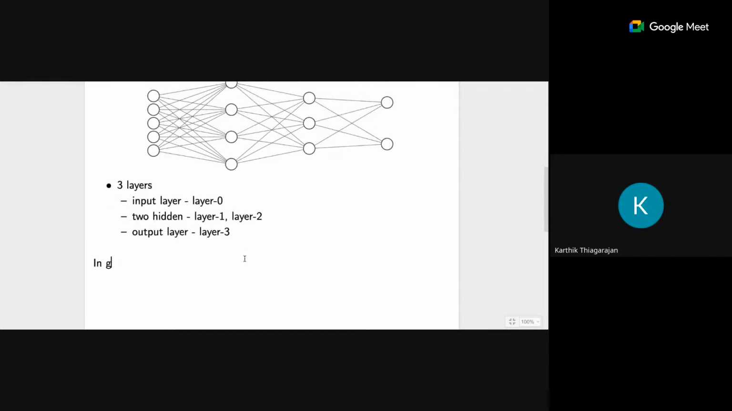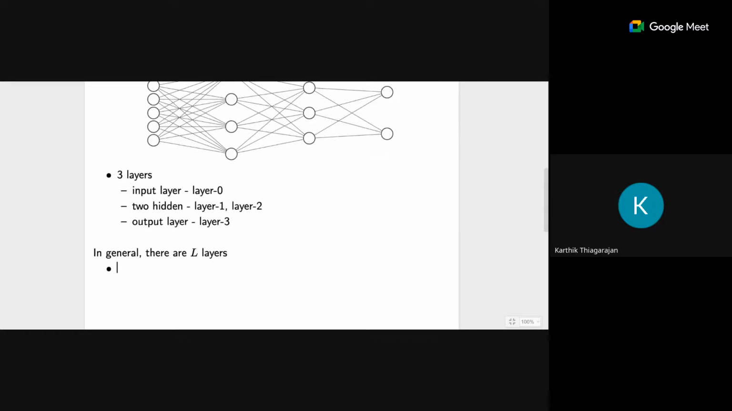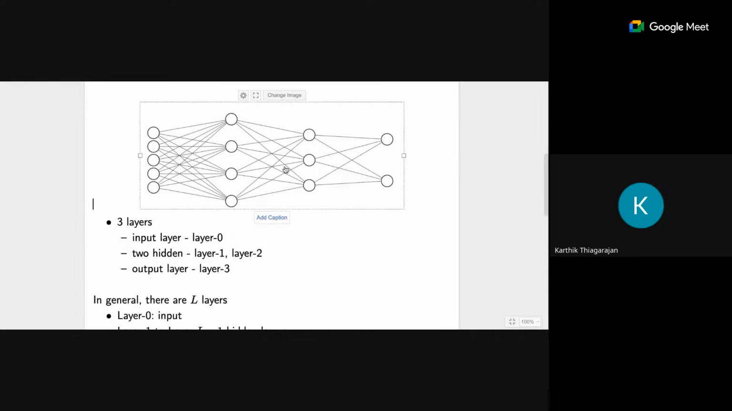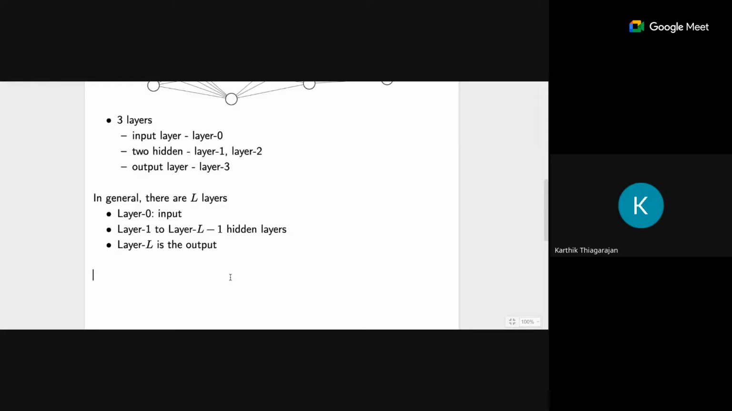So in general, there are L layers. Layer 0 will be the input, and layer 1 to layer L minus 1 will be hidden layers, so there are L minus 1 hidden layers, and layer L will be the output. So this is the idea. I hope all these things are clear to you. Nothing new I'm telling here. This is the convention that we are following. Some others follow other conventions.